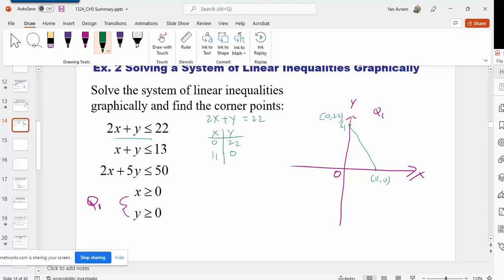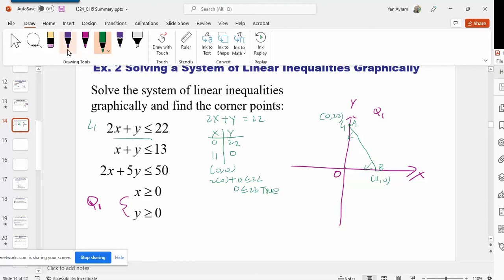Okay? And we're going to look at which side is the solution. So if I put in 0 and 0, 2 times 0 plus 0 is less than or equal to 22. That means it's true. So true, that means this part is the solution, okay? The solution region will be just this triangle. I'm going to call this A, B, and O. OAB. This triangle is the solution for the L1 here, okay?